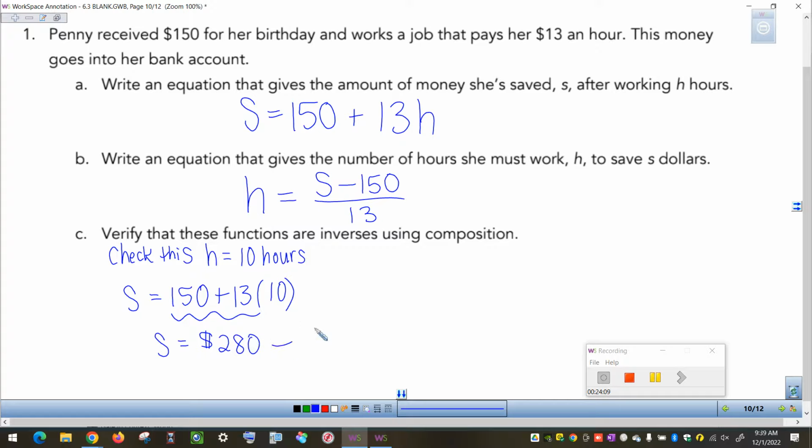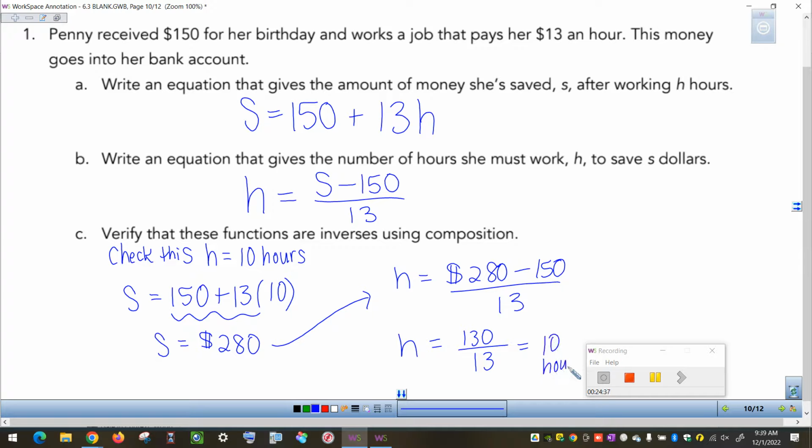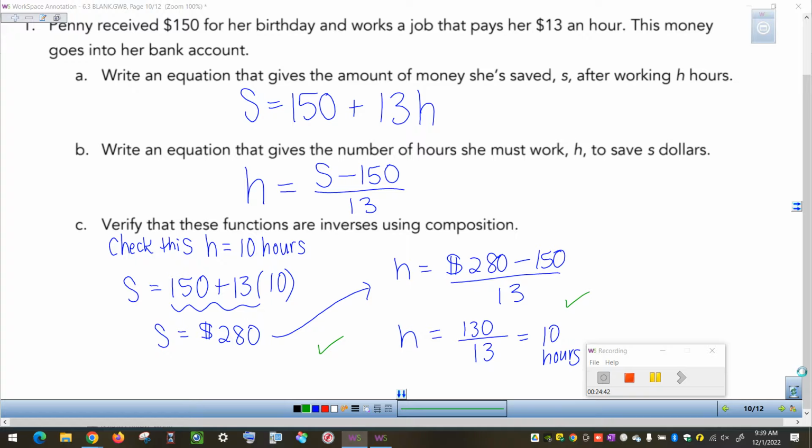Now, if the second equation I wrote truly is the inverse, that means that when I plug in that answer, I'm going to plug in the $280, and I'm going to see if I get the same answer that I started with, which was 10 hours. So let's try this. If we do 280 minus 150, that equals 130. And then sure enough here, if I do 130 divided by 13, I get back to 10 hours. I'm going to put a little check mark here. That was using composition with a specific value.